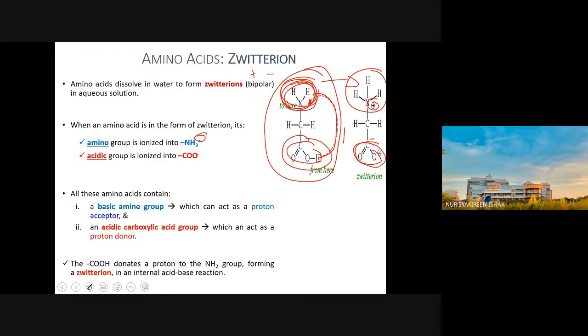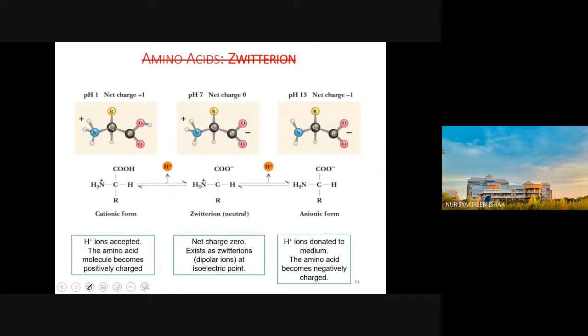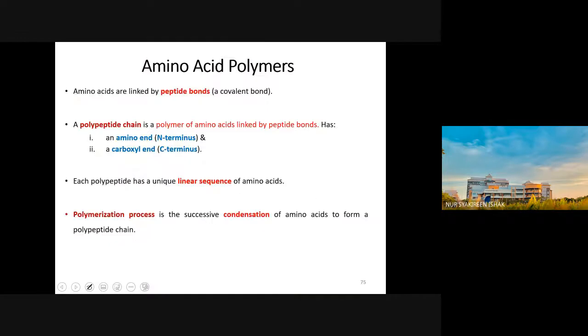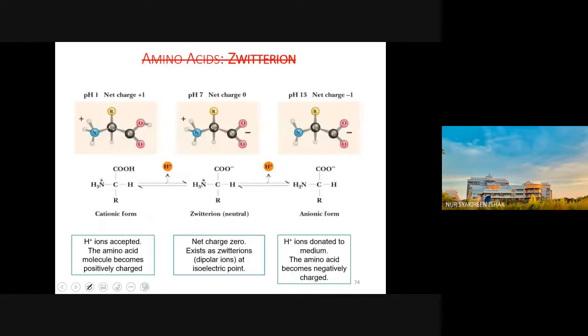So the carboxyl group donates a proton to the amino group, forming a zwitter ion in an internal acid base reaction. So it involves itself in that reaction. Okay. So this is the same. I don't want to explain more on this. Okay. So it's the same thing as this.